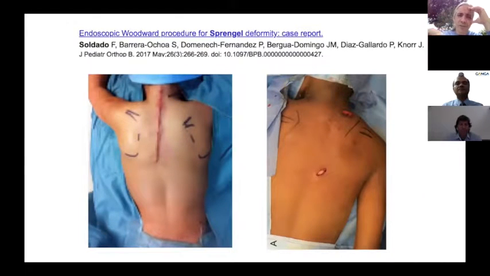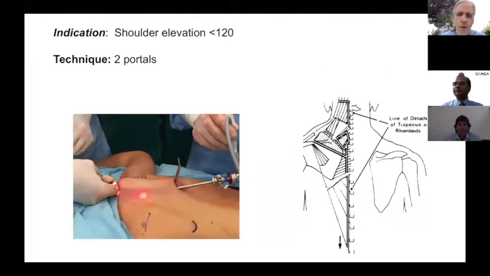So we first published this case report that I shared. We did the same surgery using two portals, and through those portals we detached the origin of the periscapular muscles. Our indication is less than 120 degrees of elevation. The lower portal is placed distal to the lower border of the trapezius, and the upper portal is at the level of the spine.